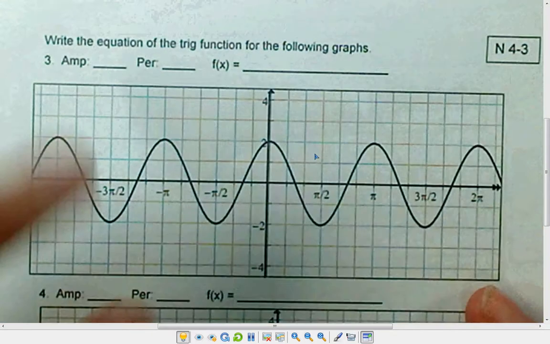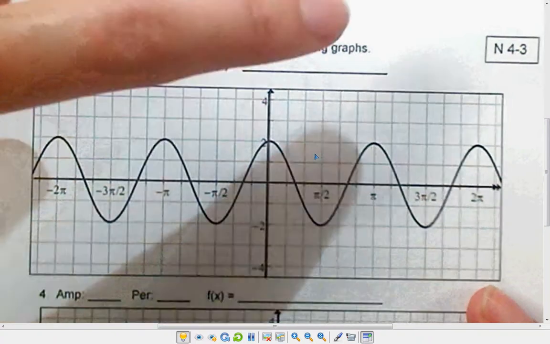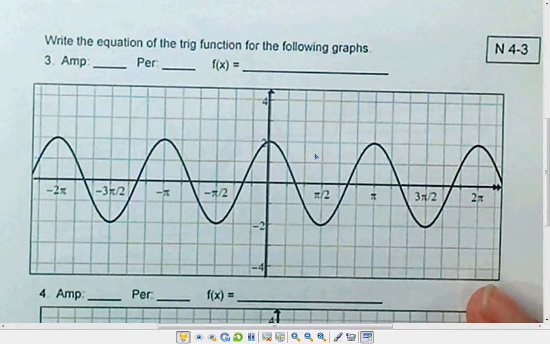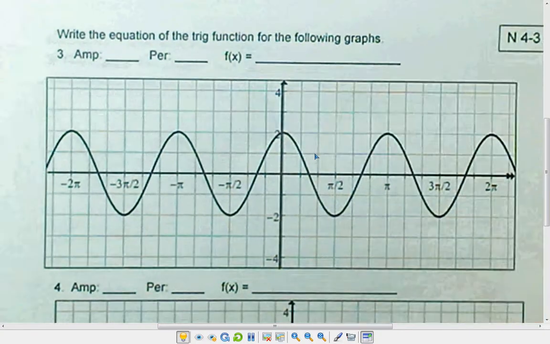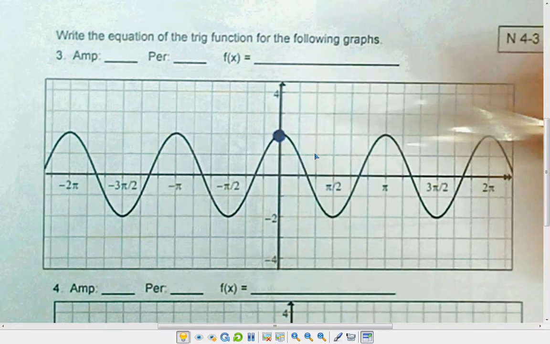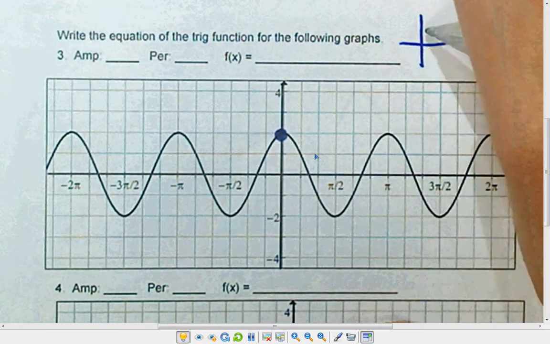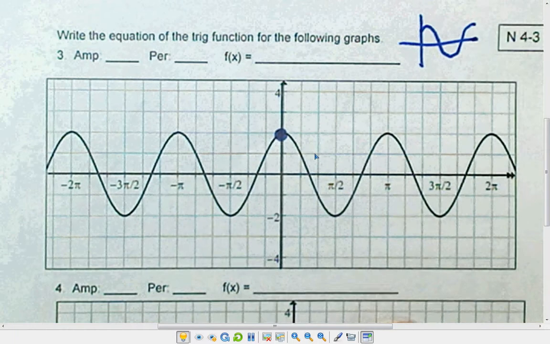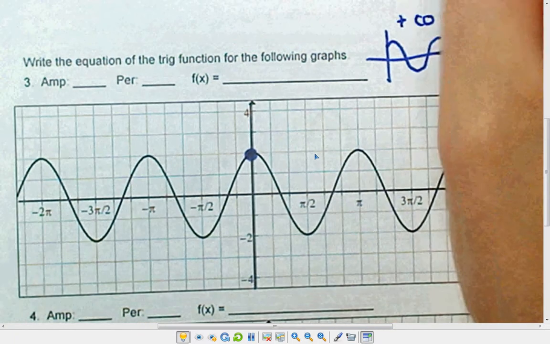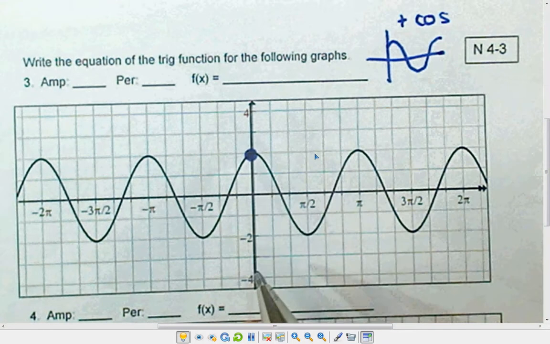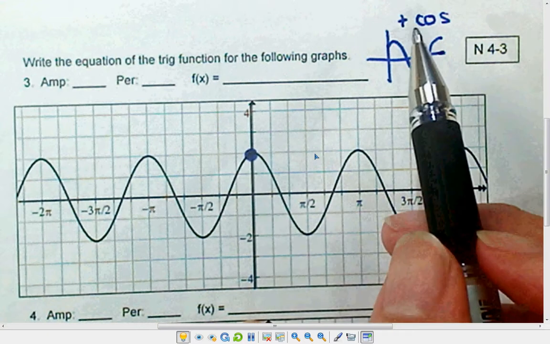So we're going to start off with a graph, and we're going to go backwards from this graph and write the equation. So the first thing that we want to do when we look at this graph is look at where it starts. Because it starts at the top, it's a graph that looks like this, we know this is going to be a positive cosine graph, right? Because cosine starts at either the top or bottom. If it starts at the top, that means it's positive.